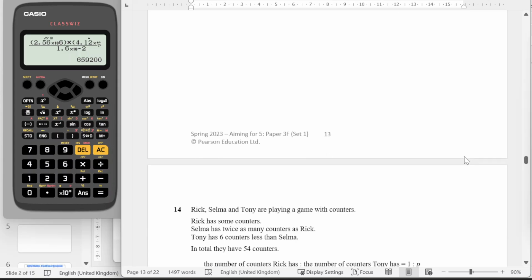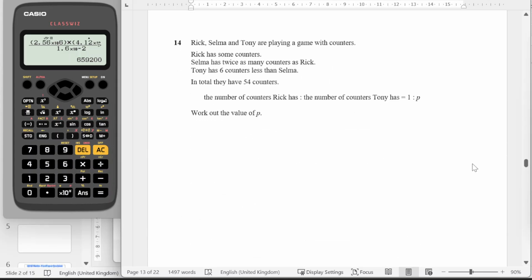Okay, question 14. Rick, Selma, Tony are playing a game with counters. Rick has some, Selma has twice as many, Tony has 6 less than Selma. In total they have 54. The number of counters Rick has to the number of counters Tony has is 1 to P. Work out the value of P.